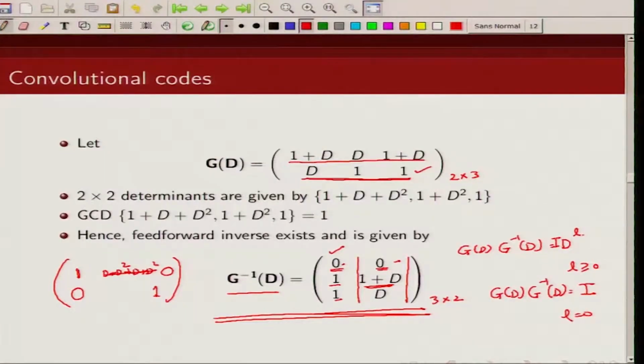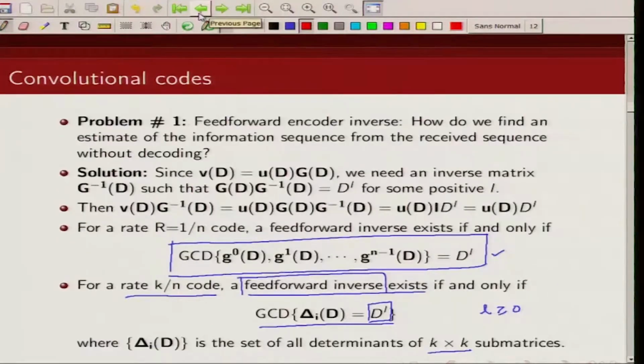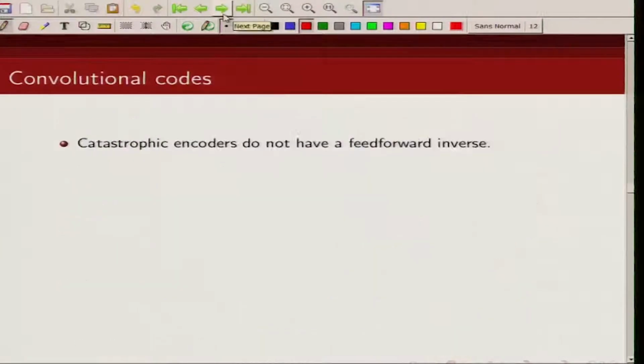Now, to recap: the condition under which a feed forward inverse exists for a convolutional code whose generator matrix is given by G(D) is given by this condition for a rate 1 by n code, and for a k cross n code it is given by this condition. Now, catastrophic encoders do not have a feed forward inverse. For a catastrophic encoder we will show that their inverse has feed back terms.